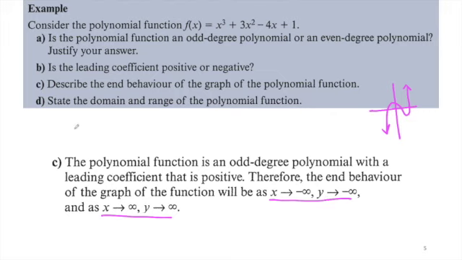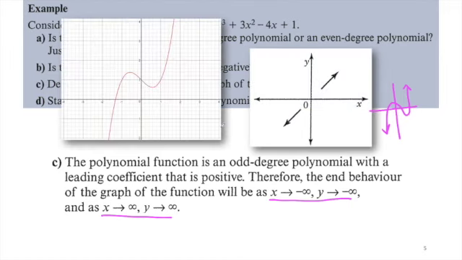Okay, and then this last one, domain and range. So again, go back to your chart if you want to, but you should be able to look at this and say, well, x's and y's are going to continue going on forever, so there are no restrictions. So your domain is x is an element of the real number system, range is y is an element of the real numbers.